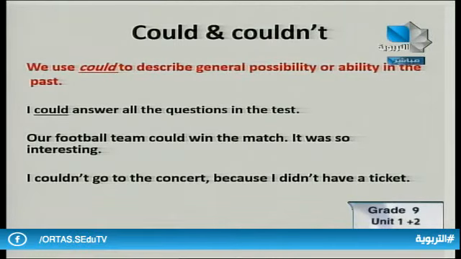So I couldn't go to the concert because I didn't have a ticket. What form of verbs comes after them? I was going to talk about that too. Of course, all modal verbs have the same rule after them. After them, we always use the infinitive without to. It's wrong to say can't to go, or should to go. This is wrong.